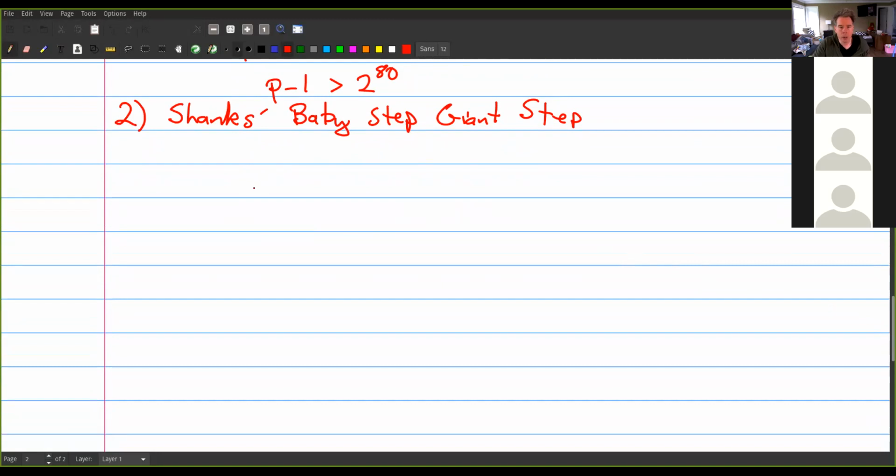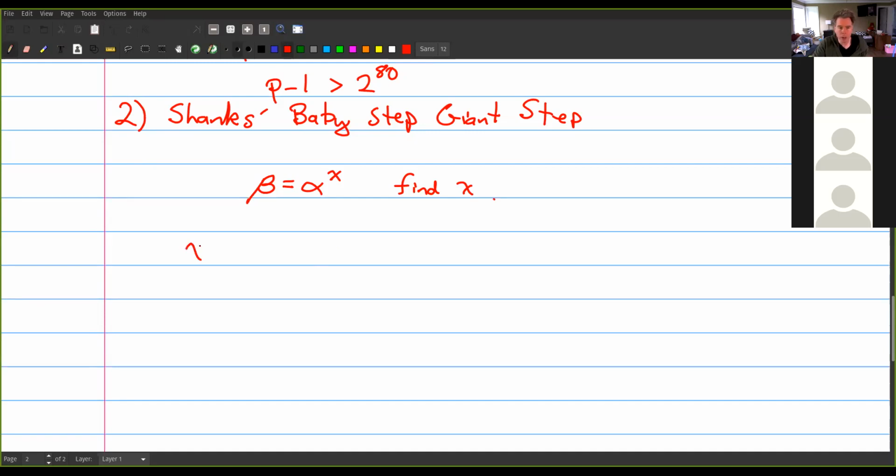So just to fix the notation here, beta is equal to alpha to the x. And of course, what we want to do here is find x. Okay. So this approach that Shanks came up with works against any group.